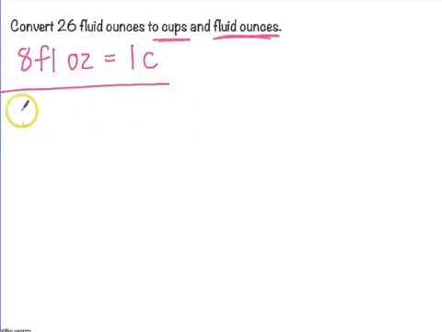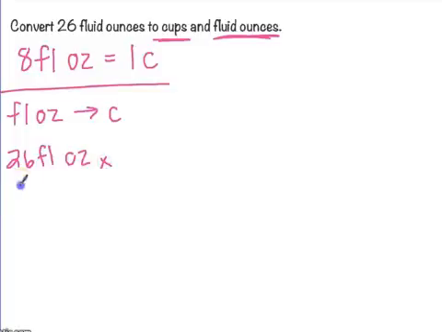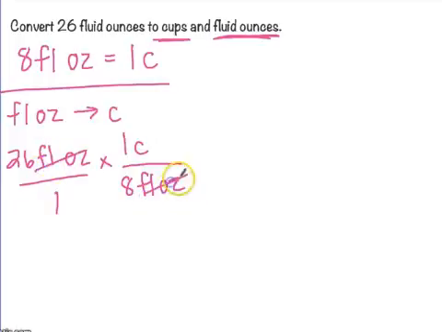So that's the main fact that I'm going to be using. And first step is we need to change all of the fluid ounces to cups. So I'm going fluid ounces to cups here. So I know I'm starting with 26 fluid ounces. And I'm going to put that over 1. And I'm going to put 1 cup over 8 fluid ounces so that I have my fluid ounces diagonal from each other. Fluid ounces cancel out and I'm left with cups, so that's good.